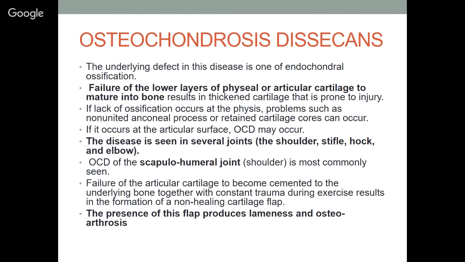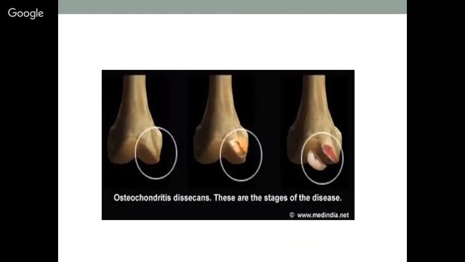It's like having a stone in your shoe. It keeps flapping up into your shoe. You keep feeling that stone. You don't want to walk on that foot. It's that presence of the flap that produces lameness and osteoarthritis. So here are stages of the disease. It'll look like normal bone, and then it'll look like kind of flattened bone, and then you'll get this flap off of cartilage off the bone, and this flap is causing problems.